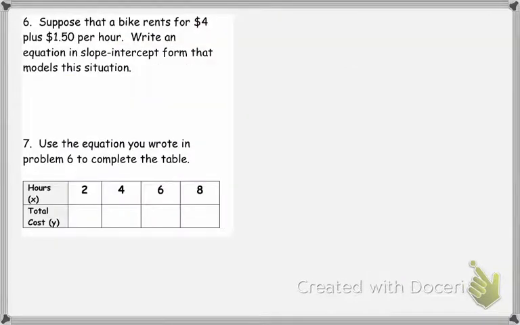And this is our last question for today, for us together. It says, suppose the bike rents for $4 plus $1.50 per hour. Write an equation in slope-intercept form that models the situation. Okay, so our numbers to highlight: the bike rents for $4 and plus $1.50 per hour. So there's per, that's an easy one, right? So per is going to be that rate, which is our slope.